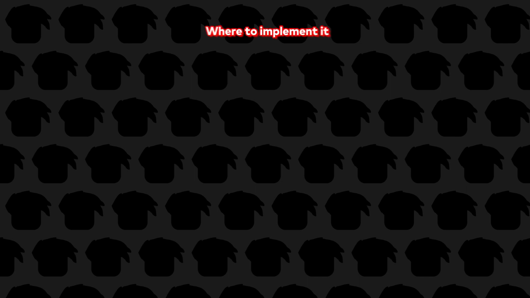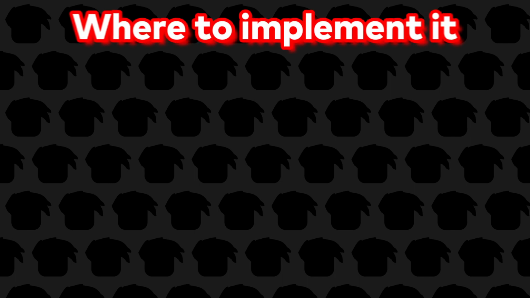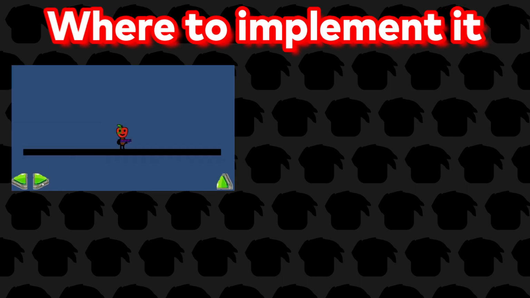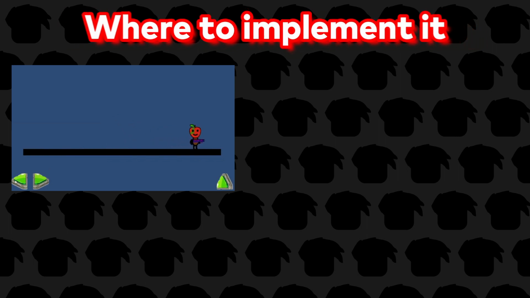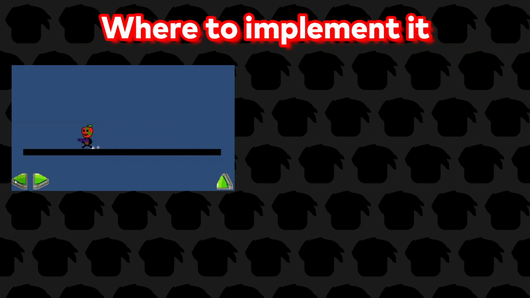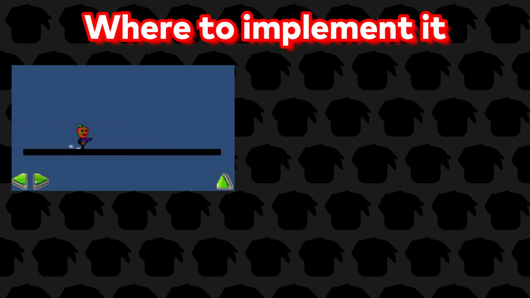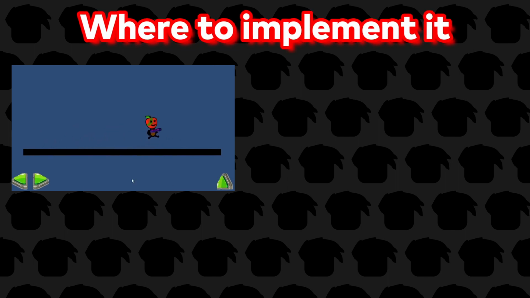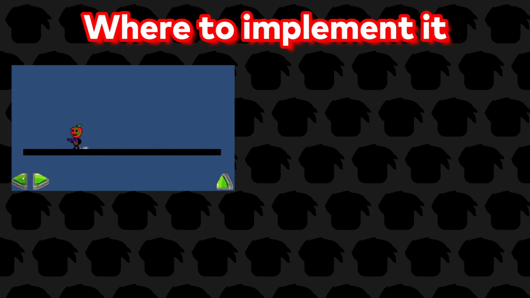Where can you implement game juice, you may be asking. If the player is moving, walking, running, jumping, landing, etc., there you can implement game juice. For example, when a player is walking, you can show some kind of particles. It will make your game look 10 times better.